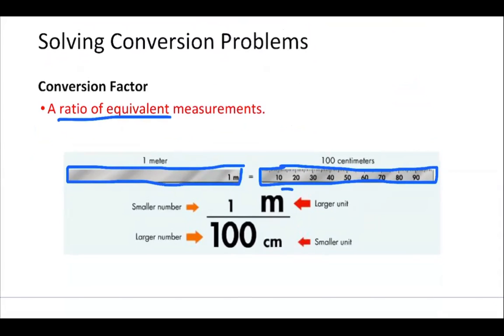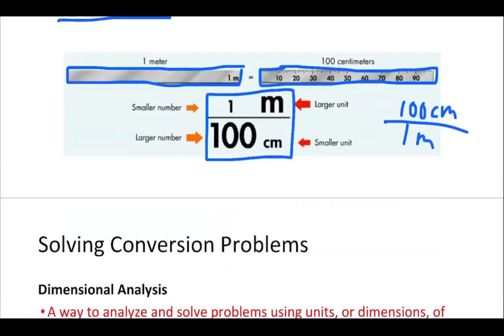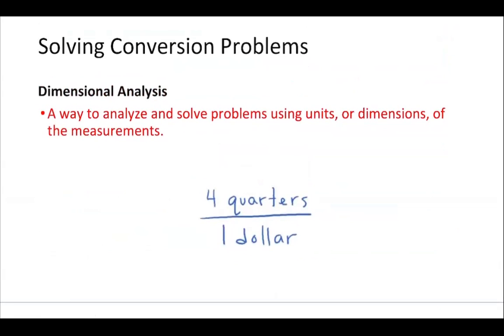You can create a fraction or a ratio based on that. This would be a ratio of 1, right? 1 meter is the same as 100 centimeters. Or I could flip that on its head and say 100 centimeters is equal to 1 meter. The reason these fractions are helpful is because we can then use them mathematically to convert from one thing to another in more complicated examples. But I'll start off with a simple example.